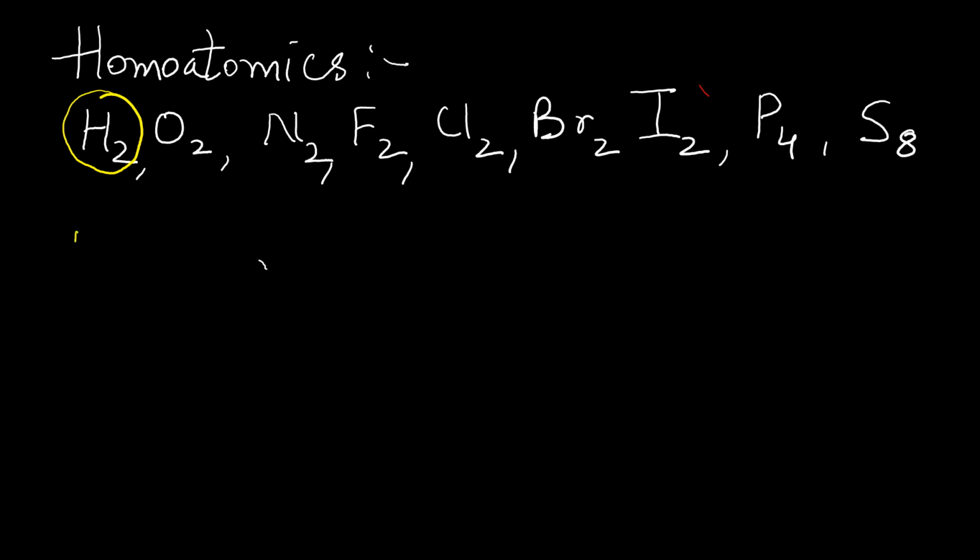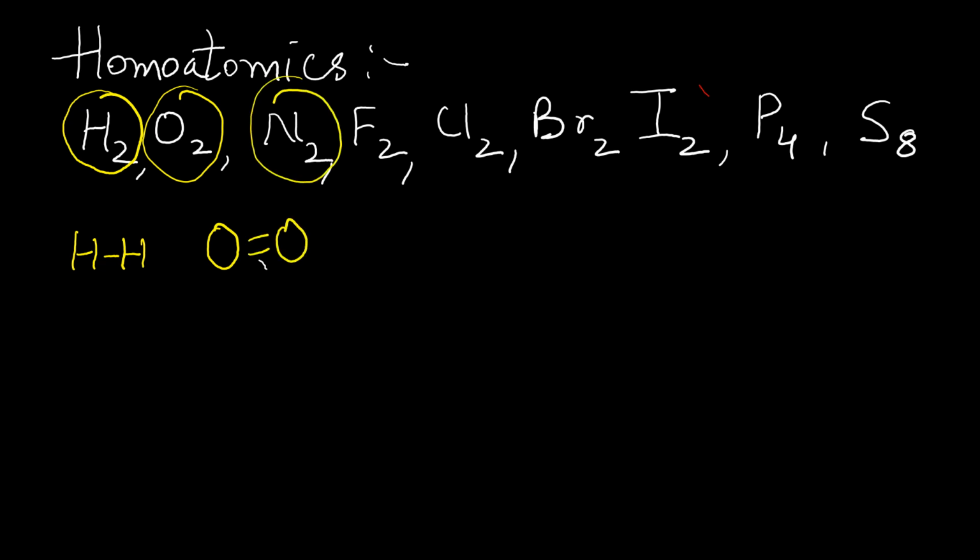So hydrogen is bonded with other hydrogen. In this molecule, oxygen is bonded with other oxygen. In this molecule, nitrogen is bonded with other nitrogen. Just in case you are wondering why I'm drawing one line, two lines or three lines, this is called a single bond, double bond and triple bond. I'll be covering this in the upcoming videos. So basically what you need to notice here is that the same type of atom is bonded to each other.